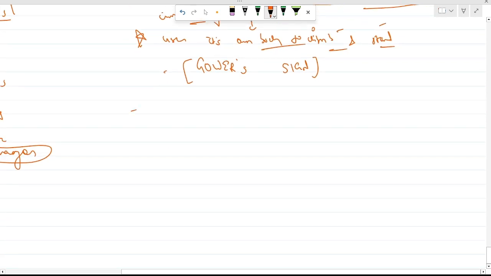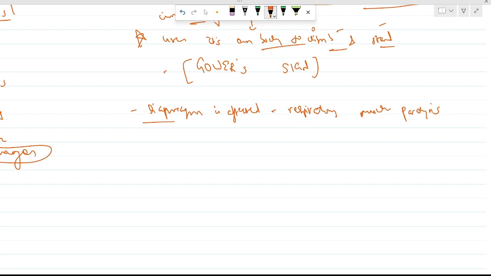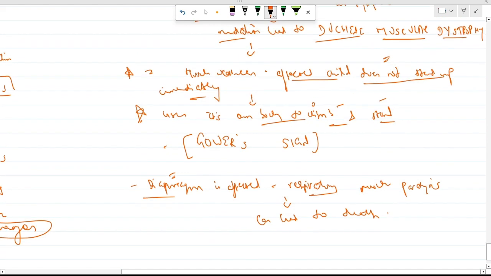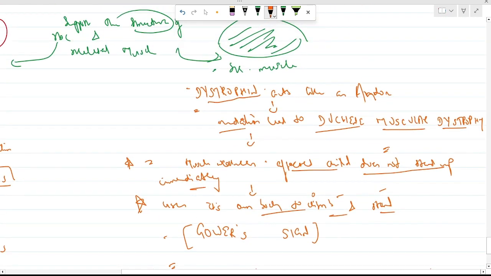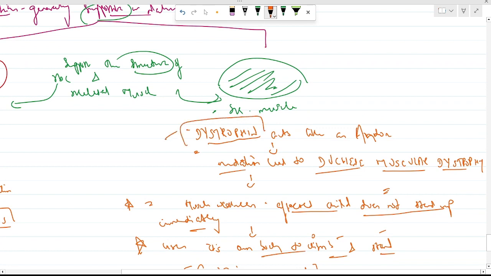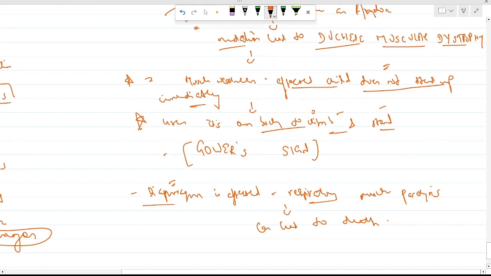Also, in this mutation of dystrophin, the diaphragm is an important respiratory muscle. This diaphragm is affected. So this leads to respiratory muscle paralysis. The diaphragm is affected, causes respiratory muscle paralysis. In fatal conditions, can lead to death. An important muscle in respiration, if it undergoes paralysis, in fatal conditions can lead to death. So in the skeletal muscle, we have seen this important protein dystrophin. Its mutation can lead to this Gower's sign and affecting the diaphragm muscle.